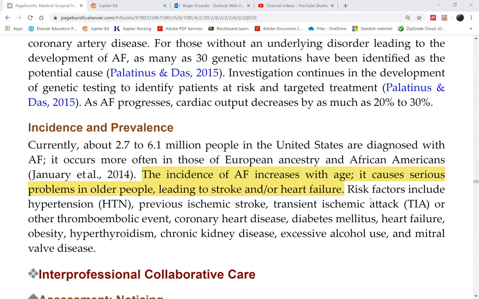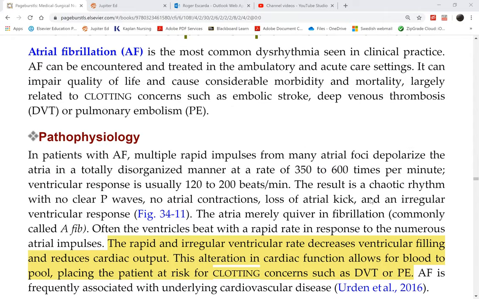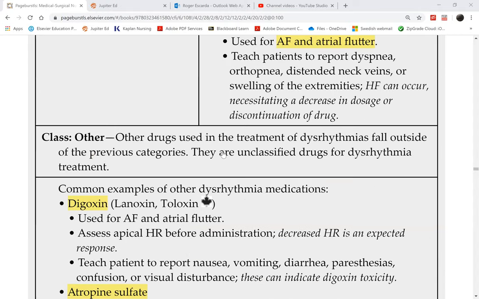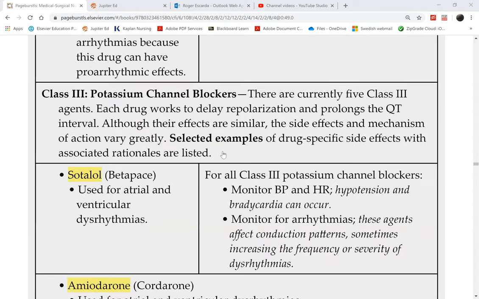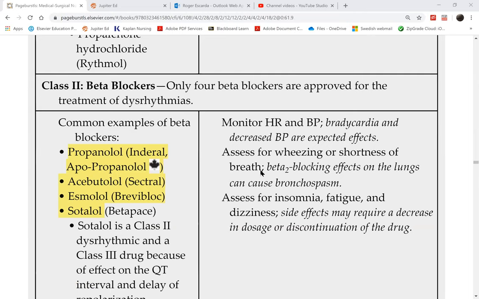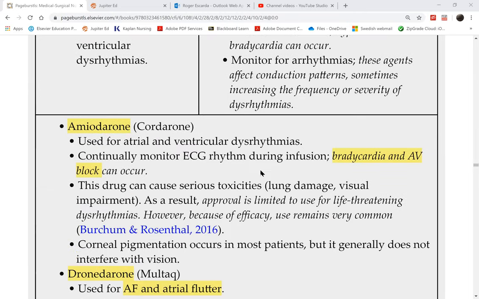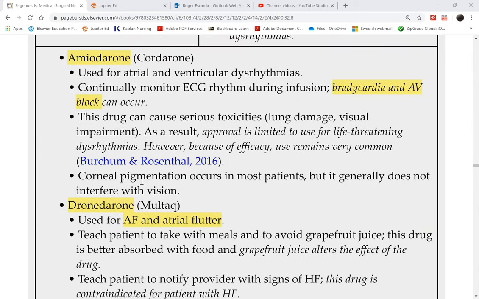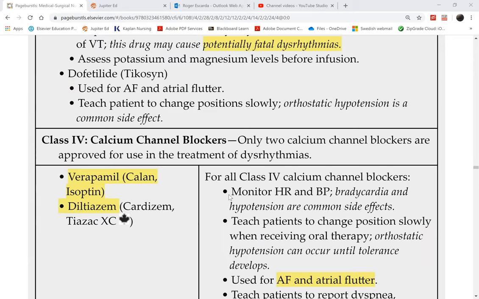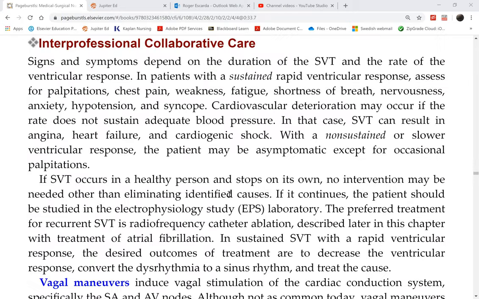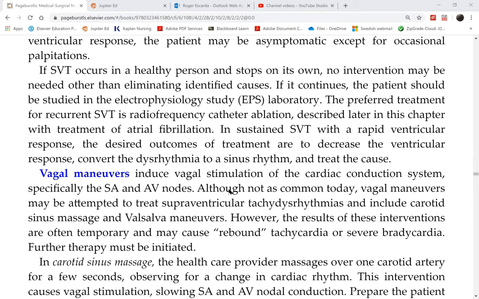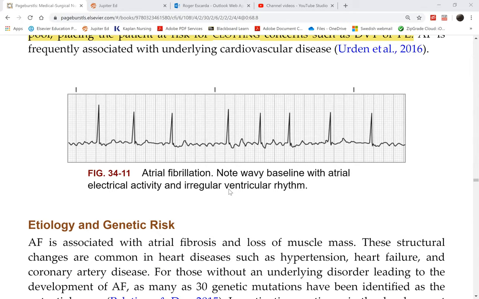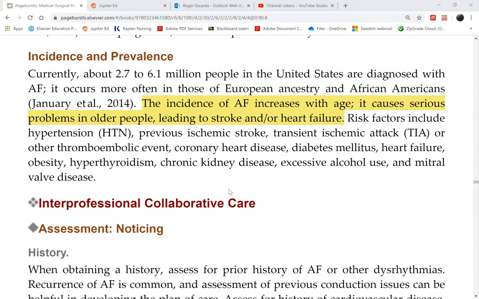So the drugs listed here in chart 34-4, your options for AFib are digoxin and then your beta blocker up here. So here indicated for AFib, dronedarone also will be your option. But on top of that, what will also be given to the patient besides the antidysrhythmics? Something for the embolism. Anticoagulant. Anticoagulation. Very good.